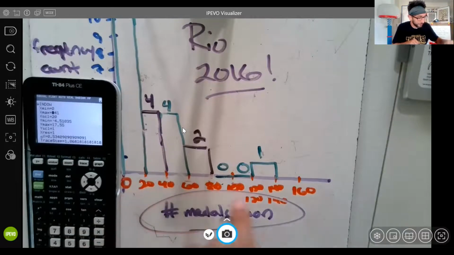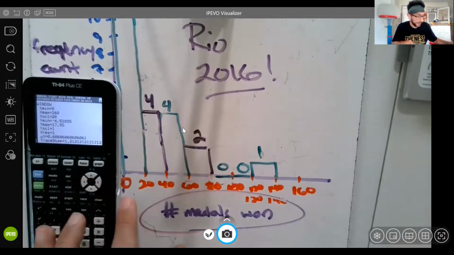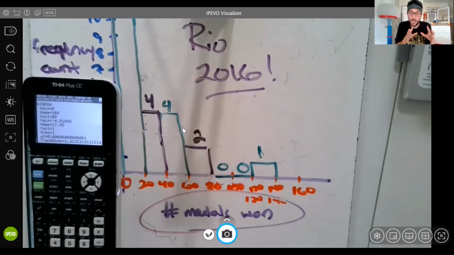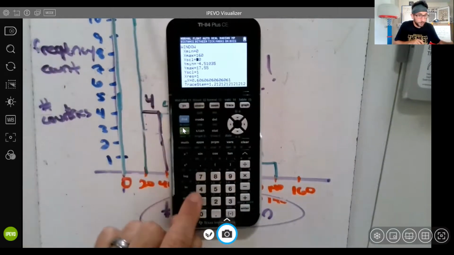Our X maximum was 160, but really I could have stopped at 140. So whatever, you could use 160 or 140. I'll do 160. Our X scale was 20. X scale is what we're counting by. So when I'm setting the window here, I'm just transferring this information from these axes on my paper to my calculator. Our Y min over here in blue was 0.